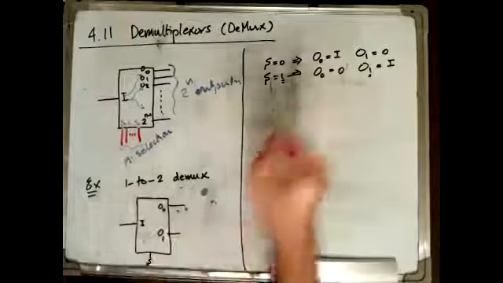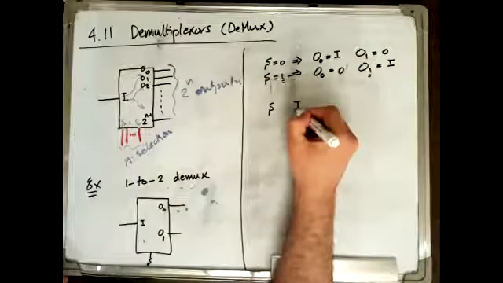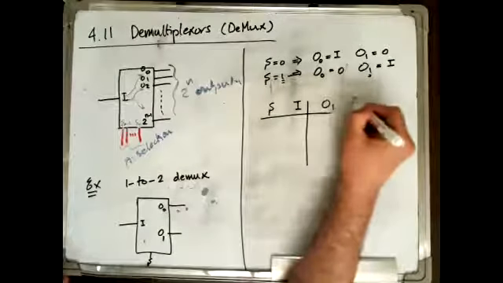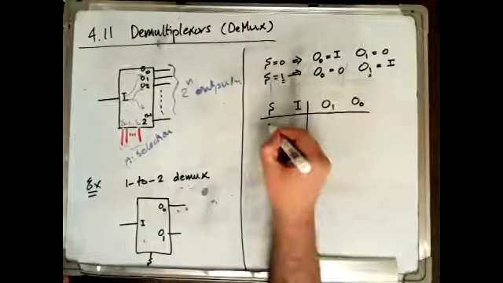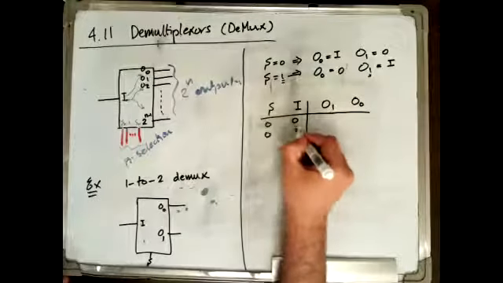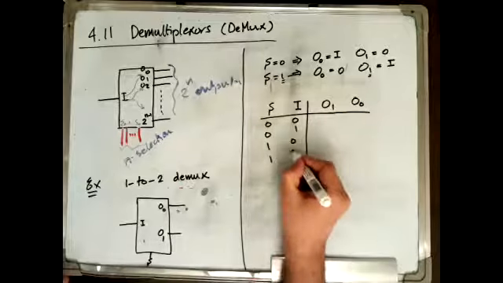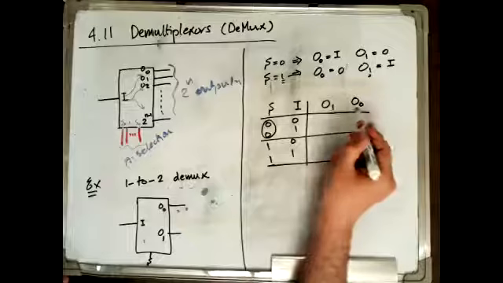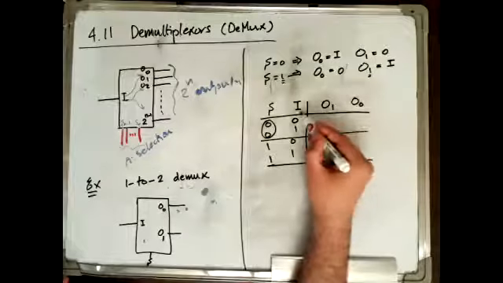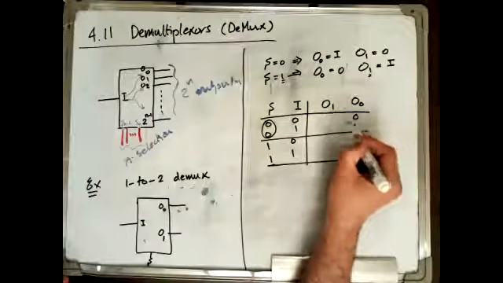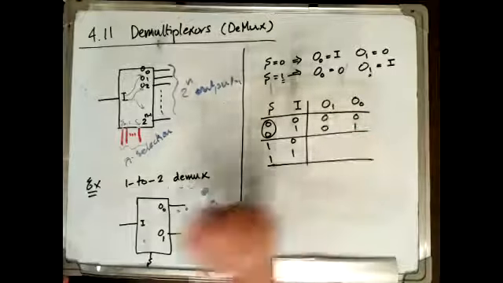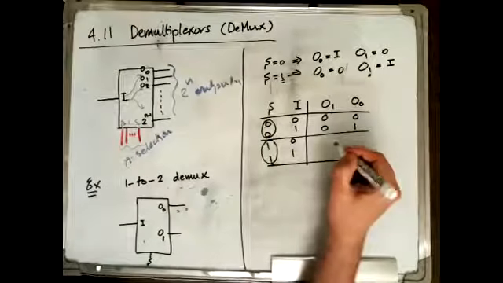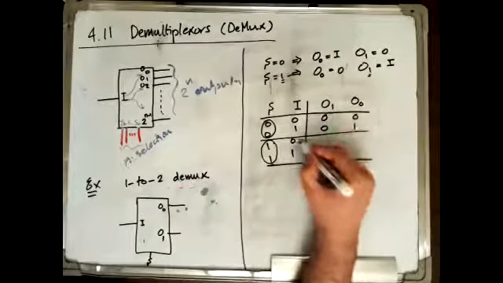So we want to design this. Let's write the truth table. We have two inputs, S and I, and we have two outputs, output 1 and output 0. So this is 0, 0, 0, 1, 1, 0, 1, 1. As long as S is 0, output 0 is basically I. So this will be 0, 1, and output 1 is not affected by I, so it is 0. While as long as S is 1, then output 1 is the same as the input.